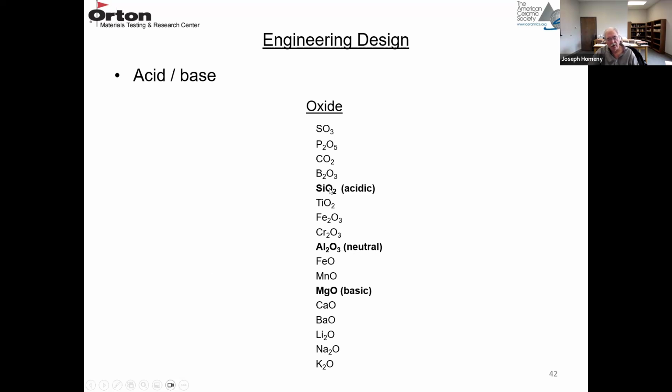So you don't want to put an SiO2 refractory in contact with an MgO material. Or you don't want to put a high silica slag, an acid slag, in contact with MgO. You want to put a basic slag containing a high lime content in contact with MgO. You can put a high silica slag in contact with a silica refractory because they're both acidic. And you can put a basic slag or an acidic slag in contact with the neutral refractory.